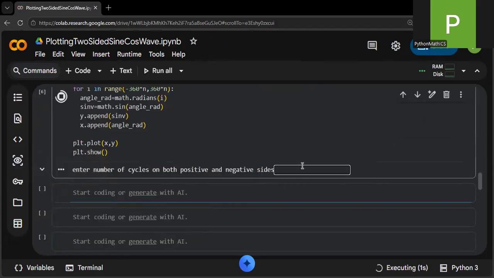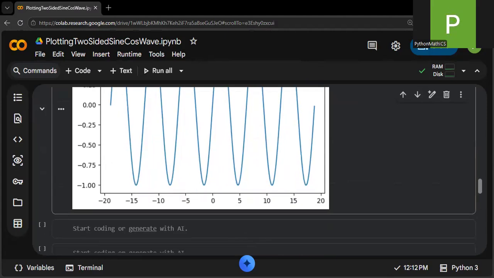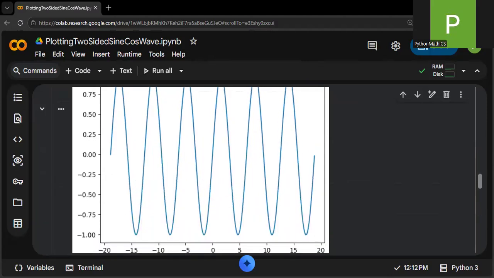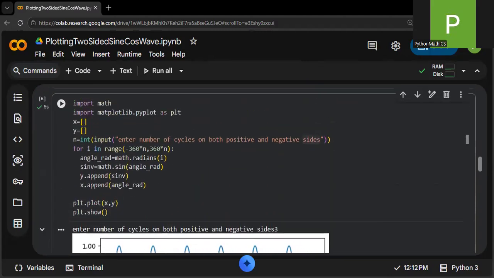Now, for example, I want 3 on positive and 3 on negative. So you see the result is displayed, and it consists of basically 6 cycles, 3 on positive and 3 on negative. Now, what if I want, for example, 4 or 5? Anyways, you can change it.